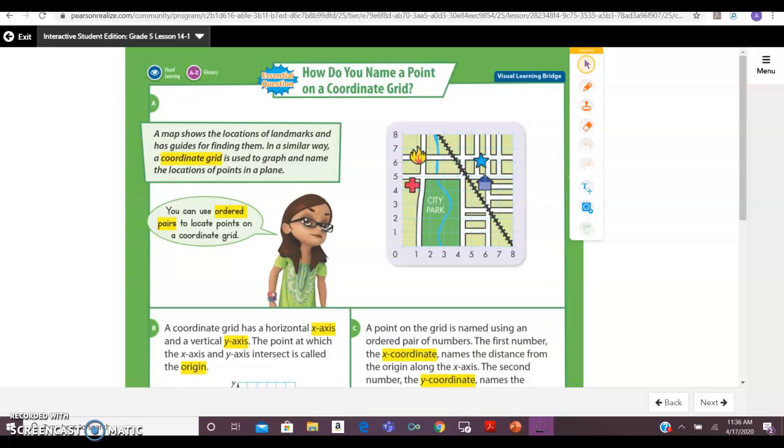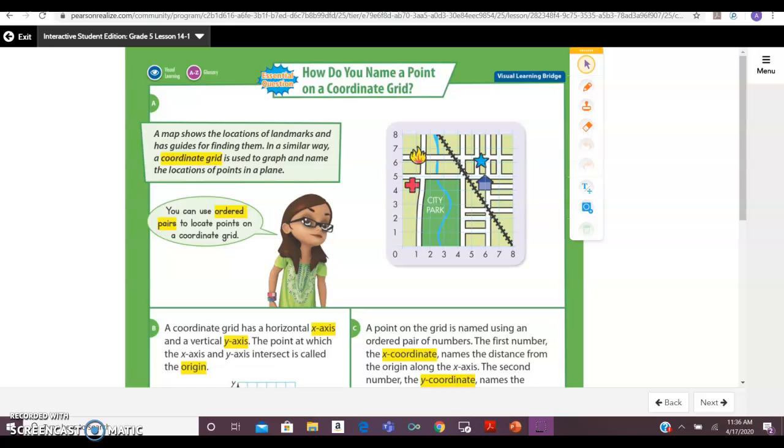Today we're going to be working on topic 14, lesson 1. This lesson is about the coordinate grid system. So a coordinate grid is a graph that is used to name the locations of a point, or is a grid that is used to name the location of points on a plane.